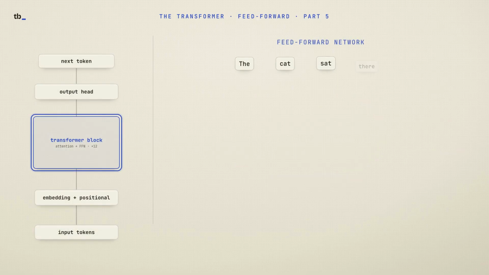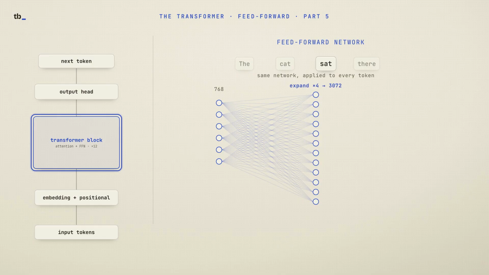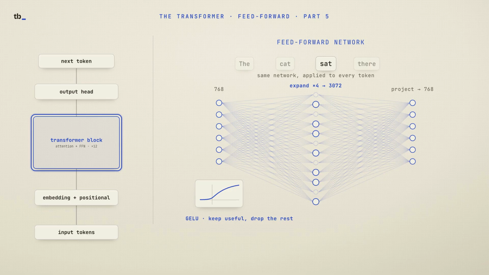Attention let the tokens share information. The feed-forward network is where each token thinks for itself. It's a small two-layer network applied to every position separately, with the same weights. First, it expands the vector, usually to 4 times the width, opening up room to compute. A nonlinearity, like GLU, keeps the useful patterns and drops the rest. Then it projects back down to the original size.